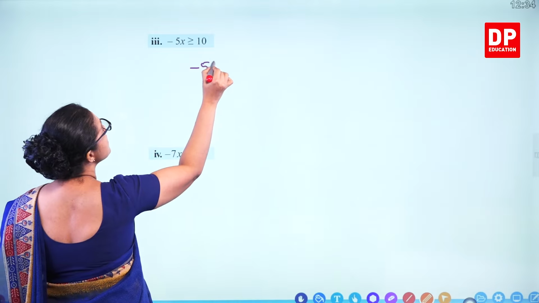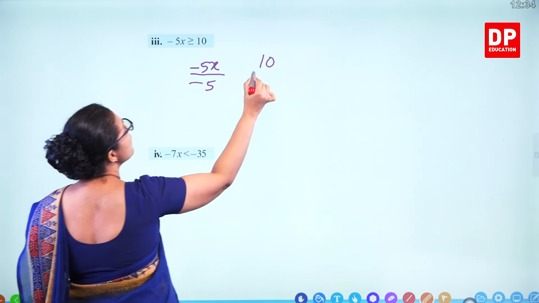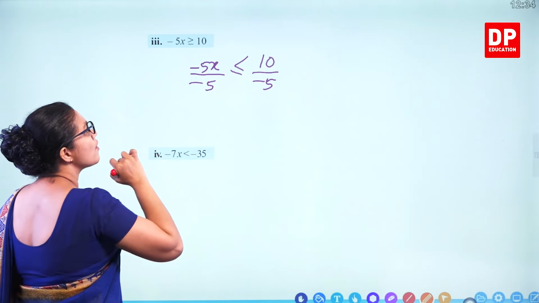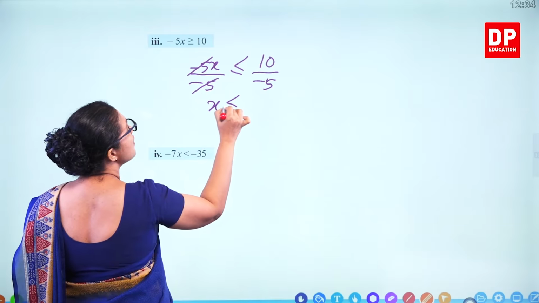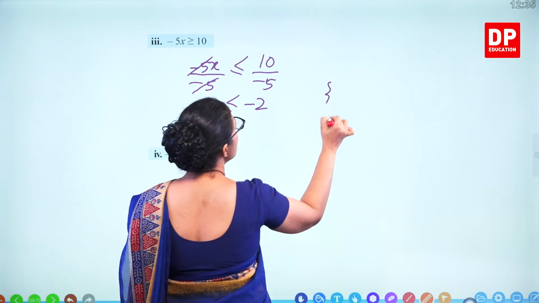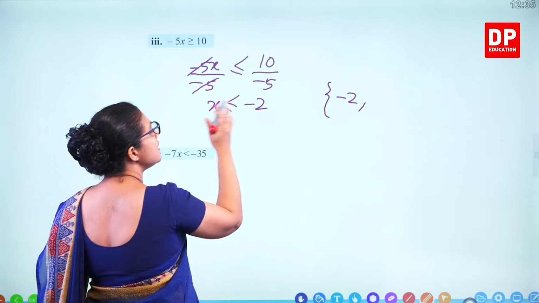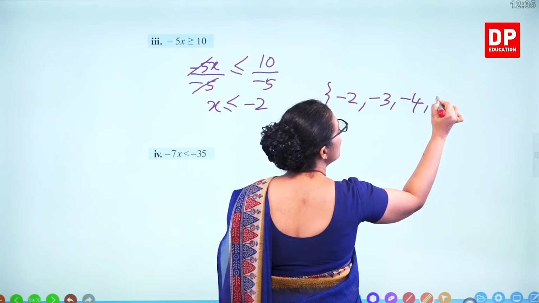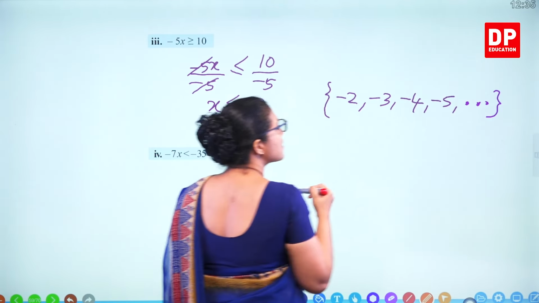Minus 5x and 10. When you divide by minus 5, the sign changes. So this is less than or equal. x is less than or equal to minus 2. So what are the solutions that satisfy? Minus 2 is also included. All values less than that. Minus 3, minus 4, minus 5. So you can put 3 dots.